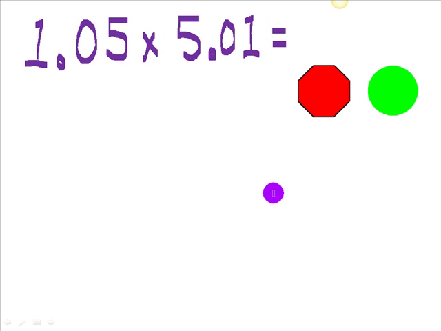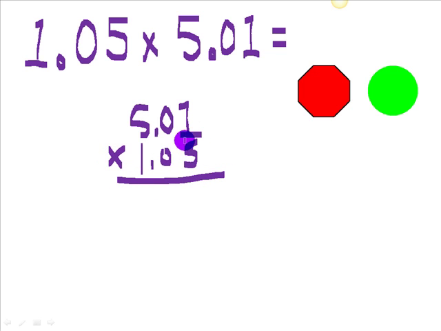All right, let's try another example, 1.05 times 5.01. Click on the stop sign. Okay, let's see how you did. Well, in this case, it doesn't matter which one you put on top or bottom. It's going to be about the same amount of work. I'm going to put the 5.01 on top and the 1.05 on bottom.